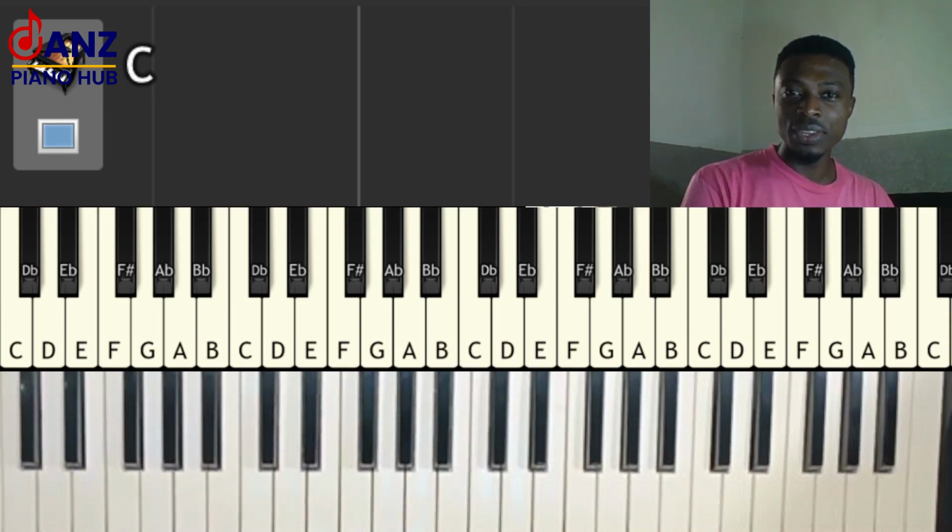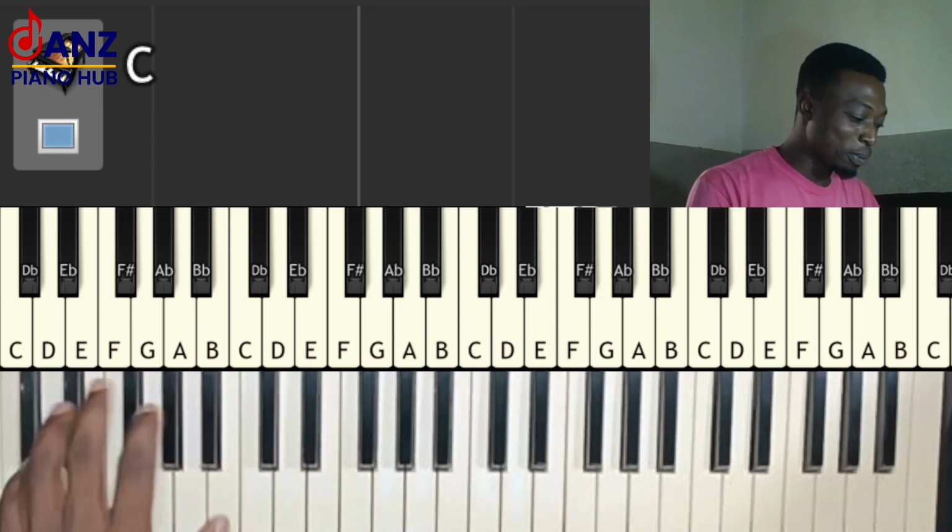You would hear pianists or keyboard players play very amazing things, and you'll be wondering how do these people do these things. For example, let me just play something.